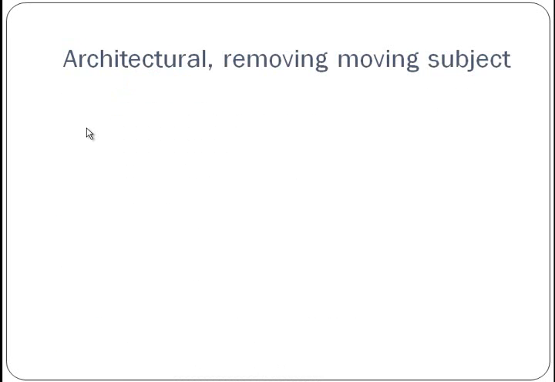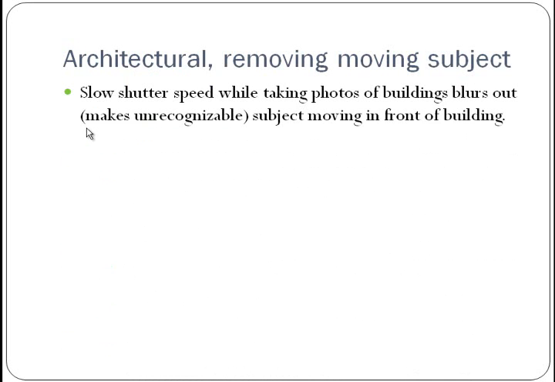Architectural moving subject. A slow shutter speed while taking photos of a building blurs out or makes unrecognizable the subject moving in front of the building. So if you have a person walking in front of a building, well, the building's not going to move. So if you use a slow shutter speed on a non-moving object, it's not going to change that object a whole lot. But if you've got somebody moving in front of it, it's going to blur them out to make them unrecognizable. Kind of a handy technique.